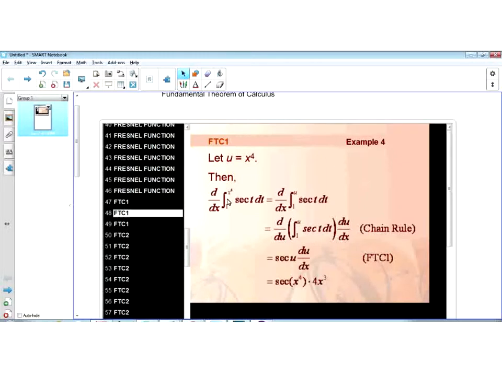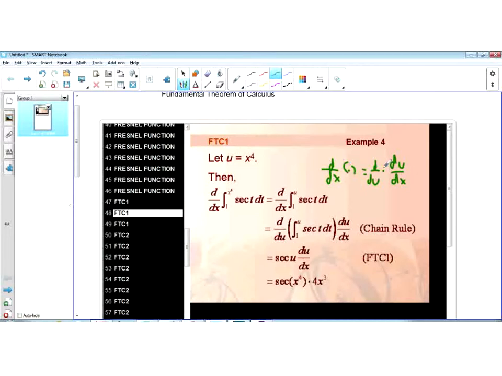So what we have to do is reformulate the upper bound of the definite integral in terms of a variable that's linear. So if we let u equal x to the fourth, the problem would become the derivative with respect to x of the integral from 1 to u of secant t dt. So recall that the derivative with respect to x of something is equal to the derivative with respect to u of that thing times the derivative of u with respect to x.